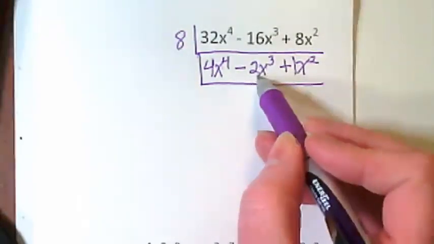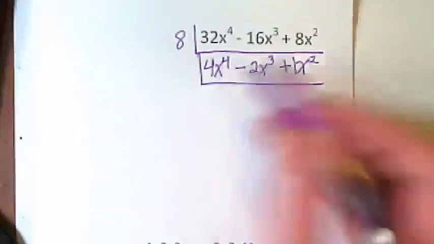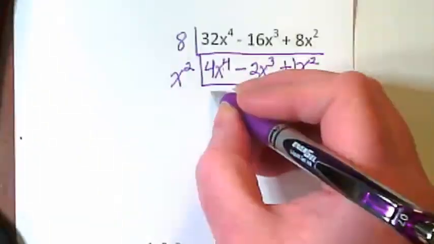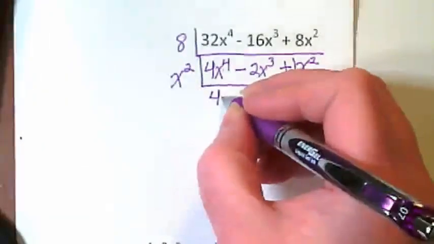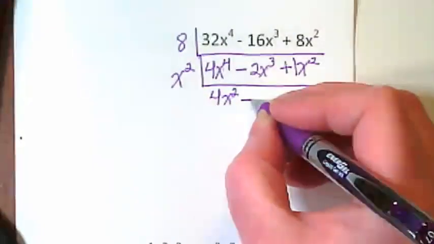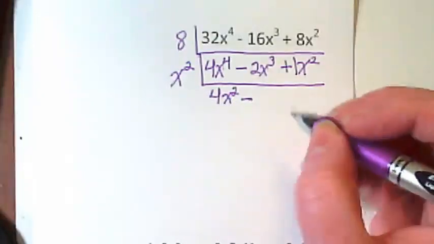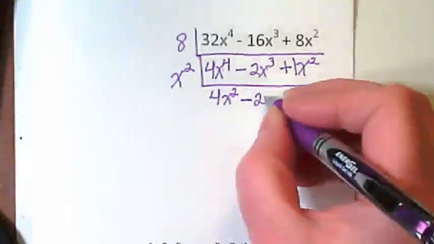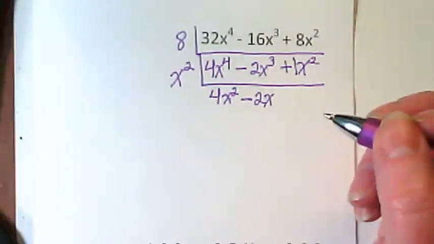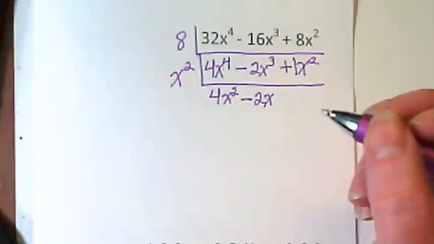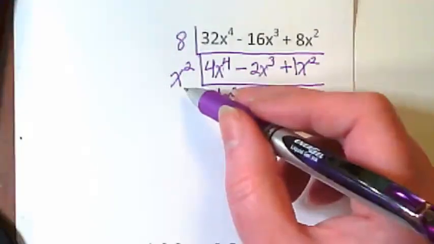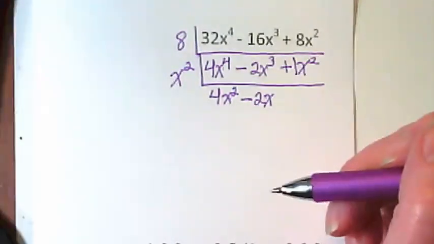The next thing we heard is that we can divide an x squared out of every term, and I agree with that. The smallest exponent we have is x to the second power. That means that there's an x squared here and an x squared here. So we're going to divide that out. 4x to the fourth divided by x squared is going to leave us with 4x squared. Negative 2x to the third divided by x squared is going to leave us with negative 2 and 1x left.